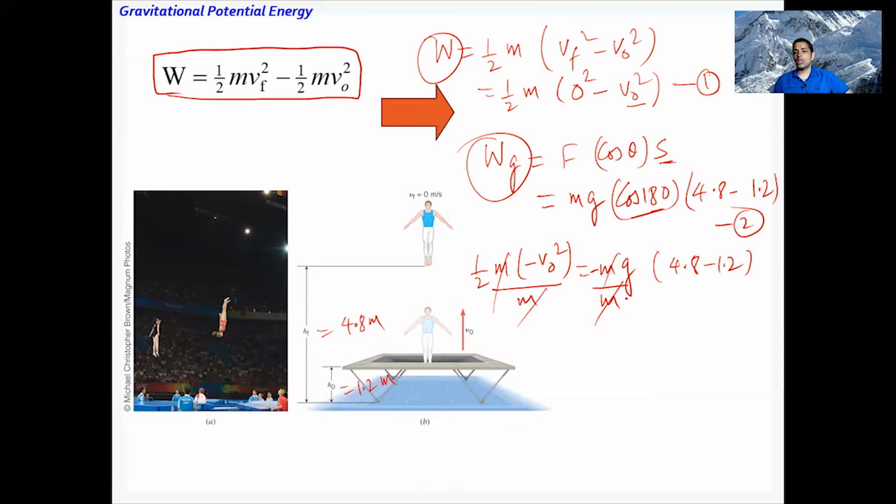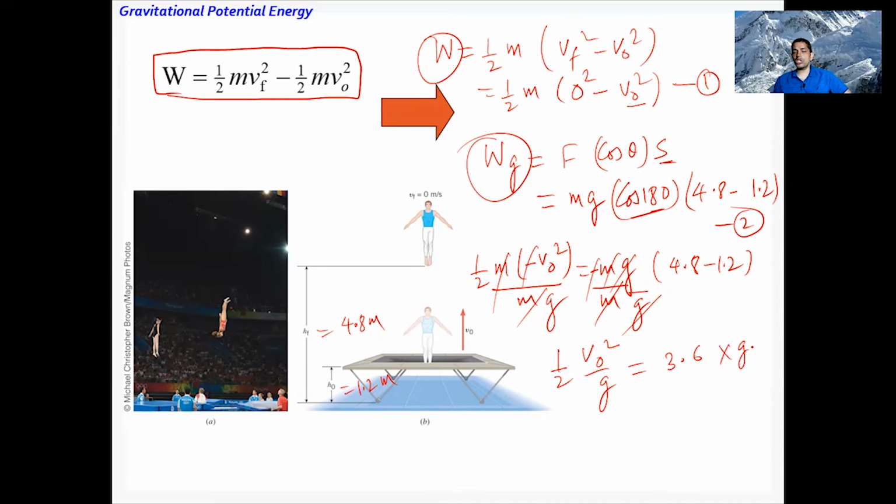Right. Divide both sides by g. This and this cancel out, and this minus and this minus cancel out. So you get 1 over 2 b0 squared over g equals 3.6, right?